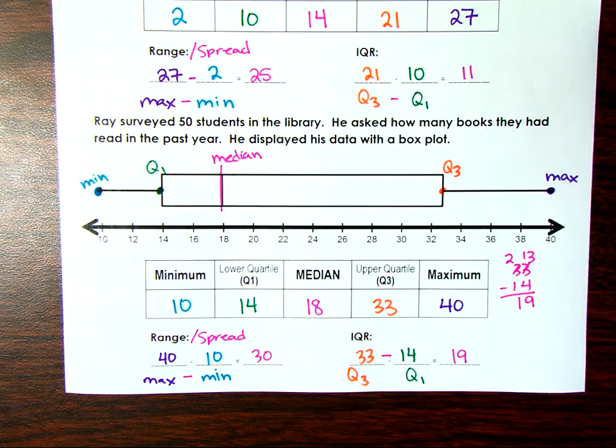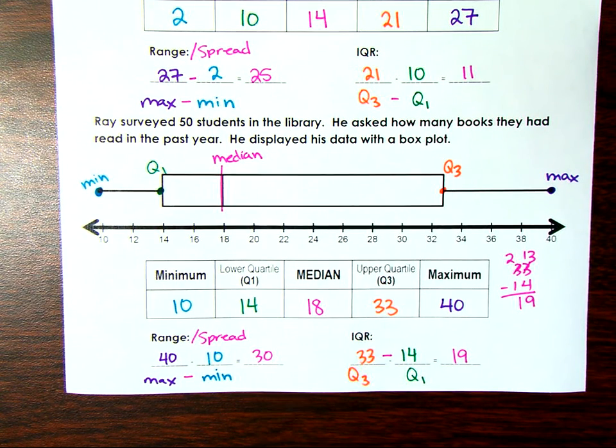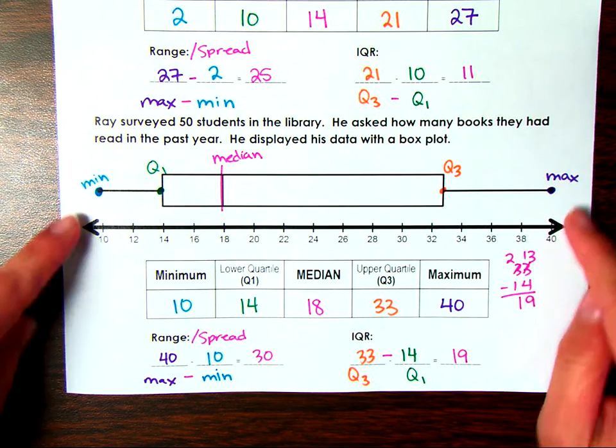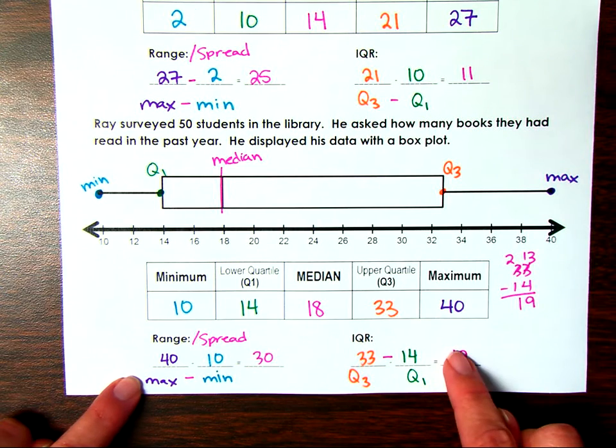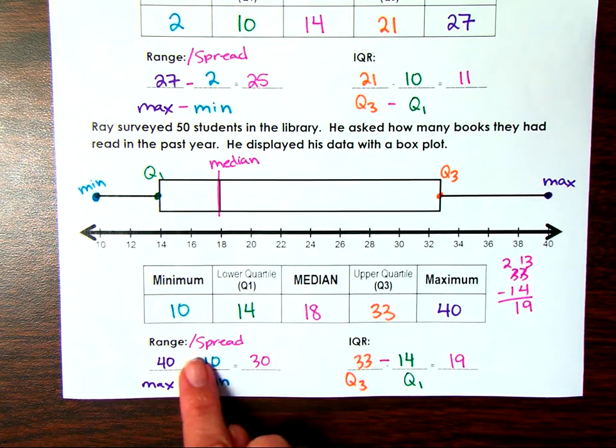All right, so this is what we're going to be having you practice with today. Again, you have to understand these different parts of your box plot to be able to understand how to find these two numbers, your spread of data and your IQR.